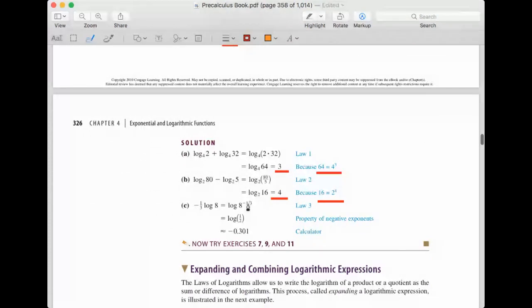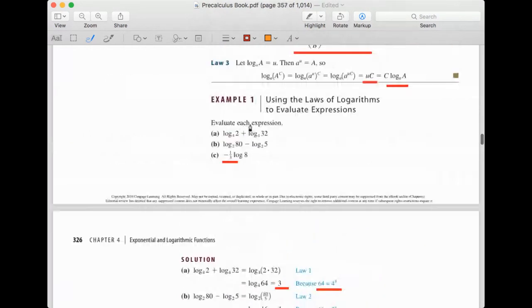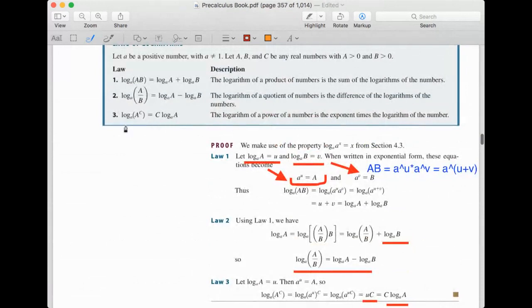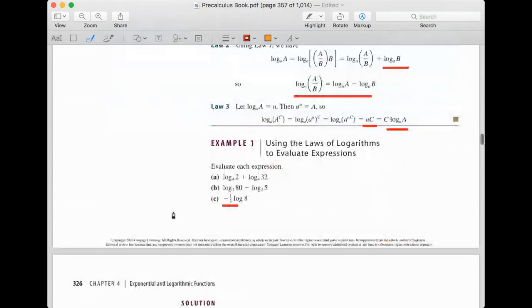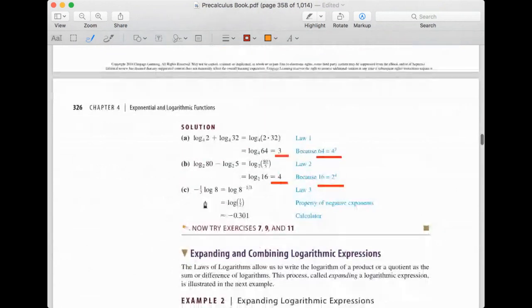So we can move this negative 1/3 to be the exponent, right? That's the third law. Inside the log, if it has an exponent, we can pull it outside the log. If it's outside the log, we can pull it to be the exponent inside the log. So we rewrite negative 1/3 of log 8 as log of 8 raised to negative 1/3, still base 10.